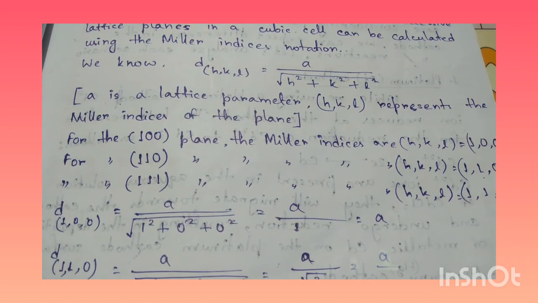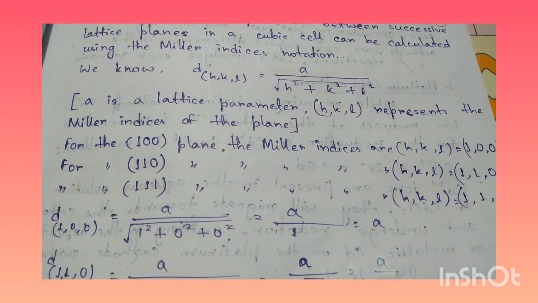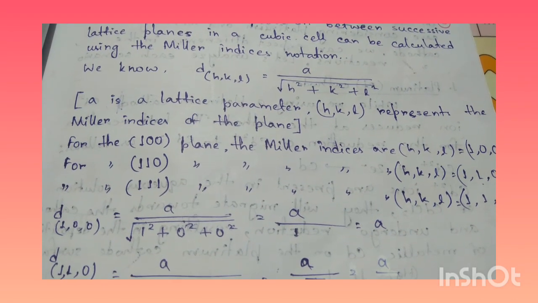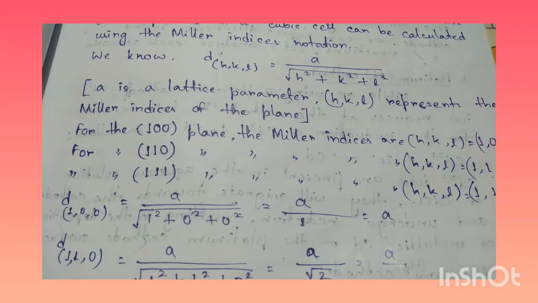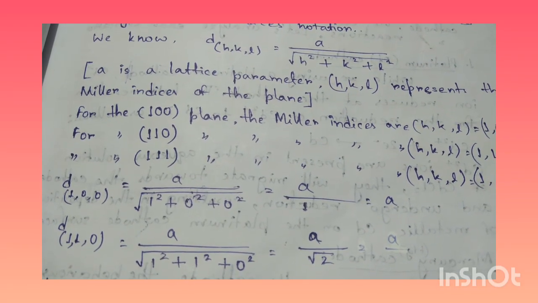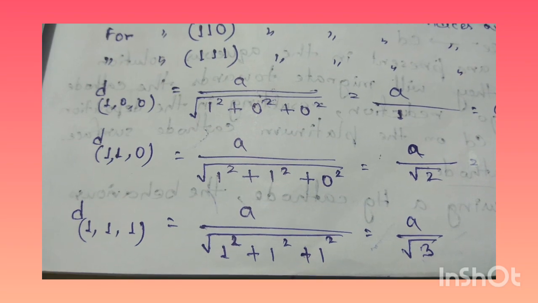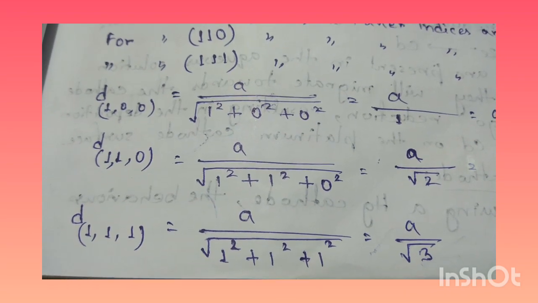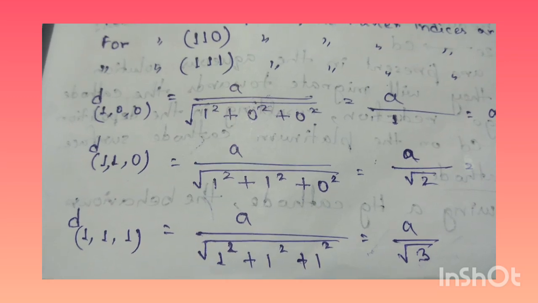So d of 1, 0, 0 is equal to a by root over 1 square plus 0 square plus 0 square. d of 1, 1, 0 is equal to a by root over 1 square plus 1 square plus 0 square, so it is equal to a by root 2. And d of 1, 1, 1 is equal to a by root over 1 square plus 1 square plus 1 square, which is equal to a by root 3.